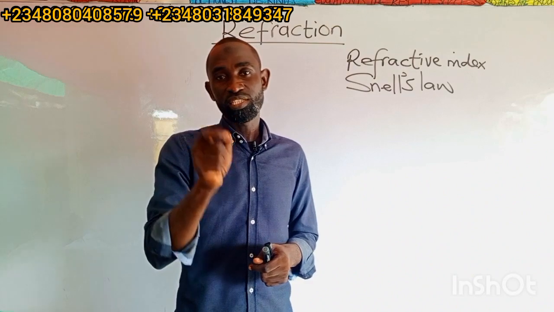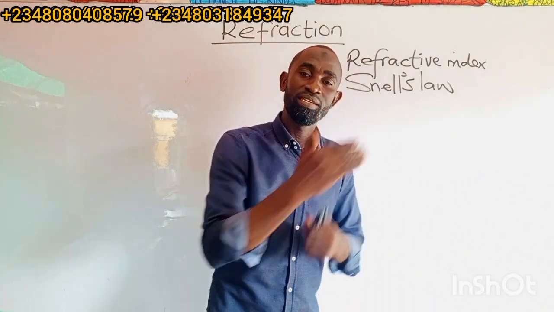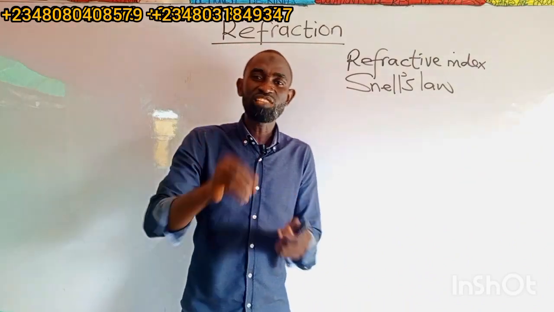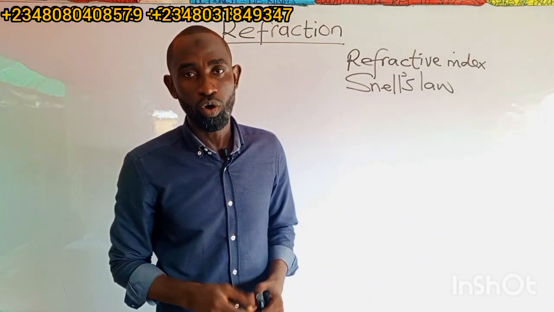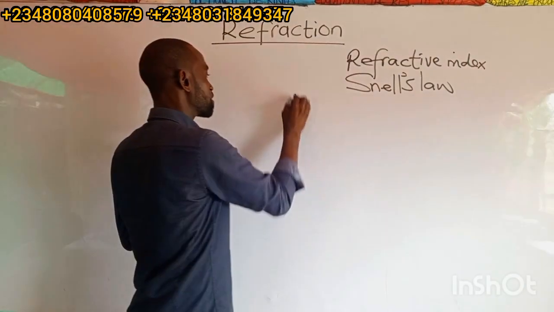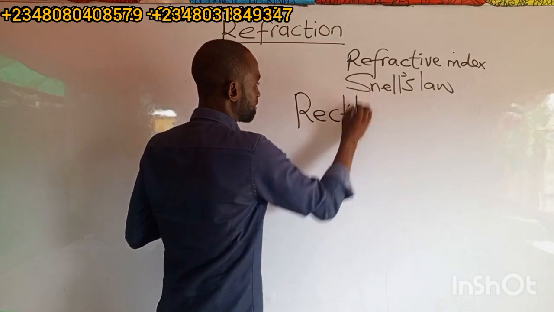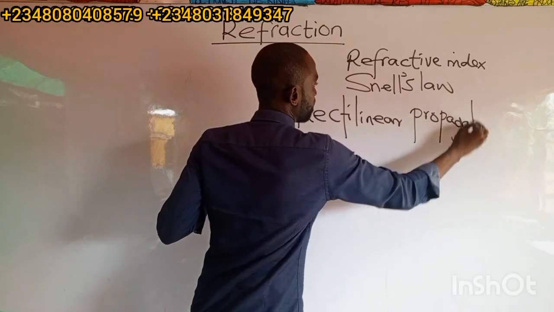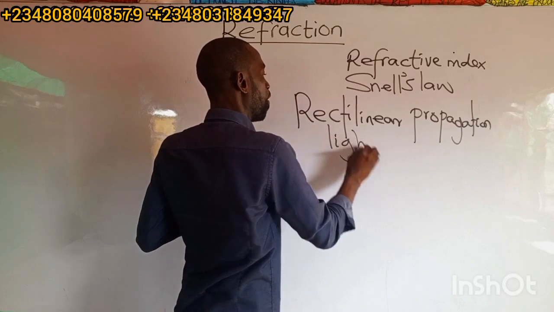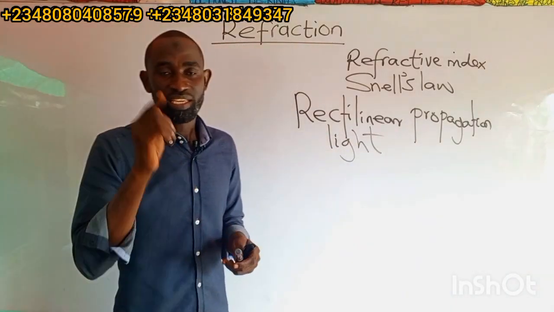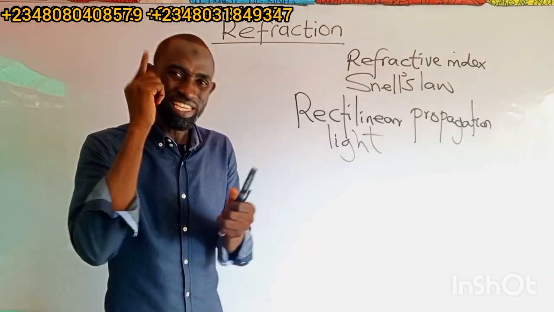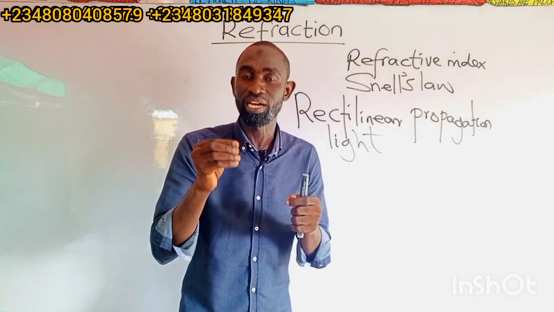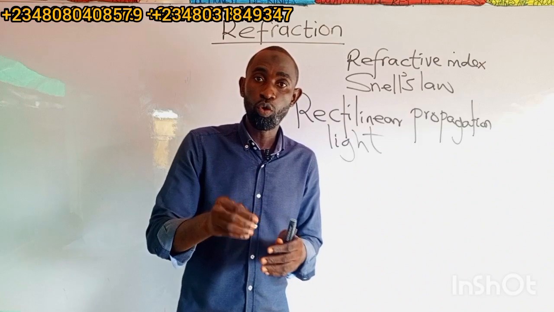Light will continue to travel in a straight line as long as we have a single medium or a material. This phenomenon of light traveling in a straight line is what we call the rectilinear propagation of light, meaning the idea of light traveling in a straight line if we have a single medium or a single material. But the story will change when we have a pair of media. If I have two media, the story will change.